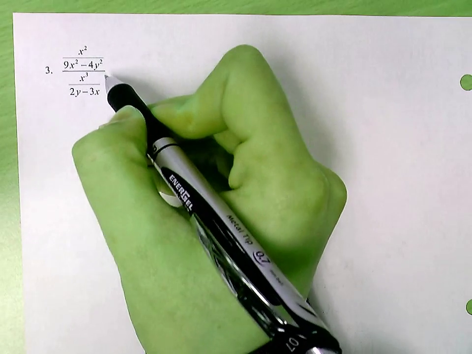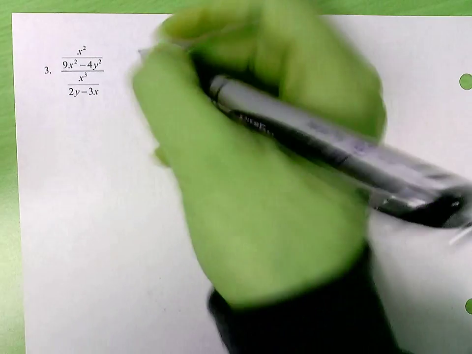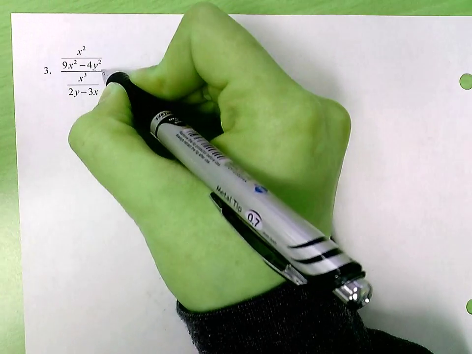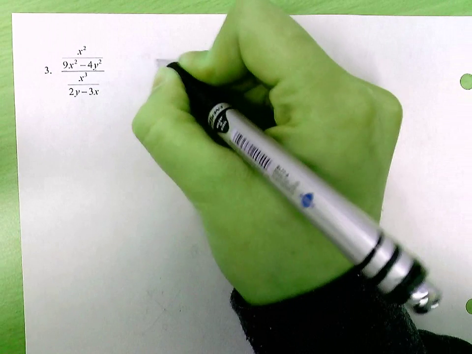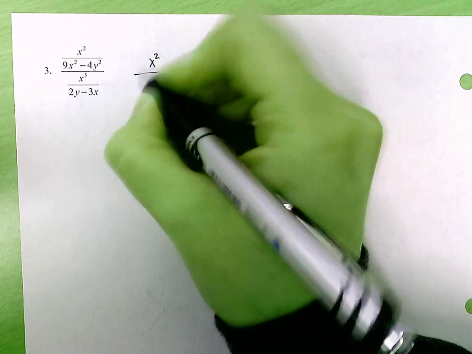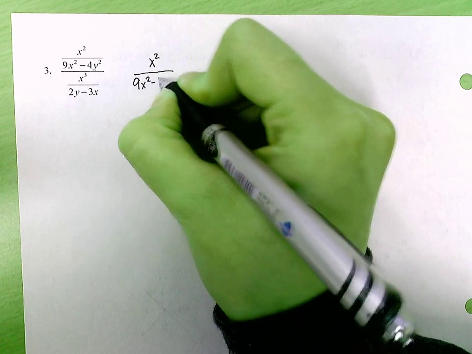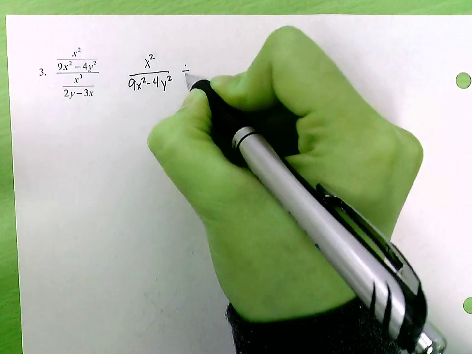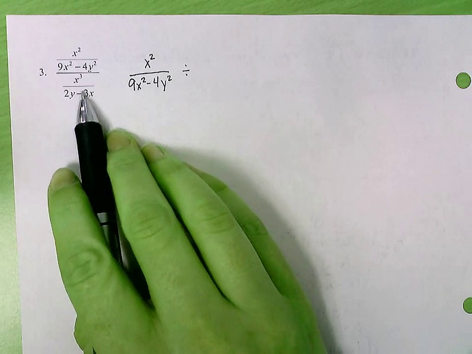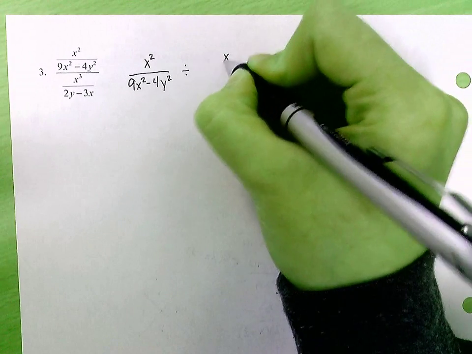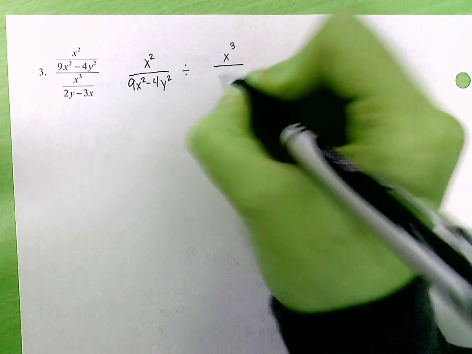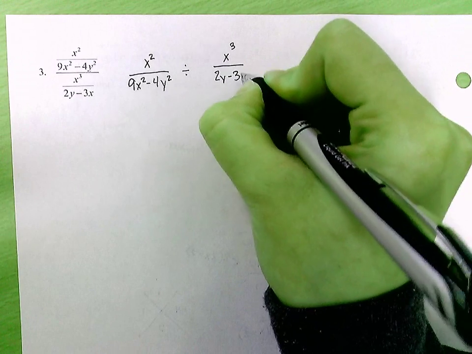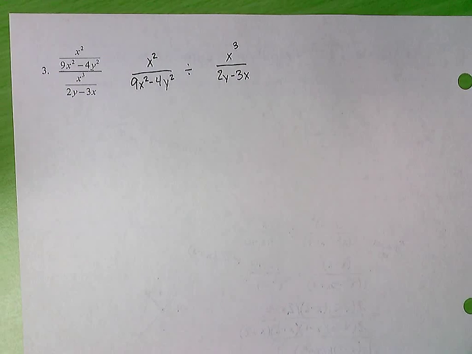So again, you have that middle fraction bar, that's your divided by. So I'm going to rewrite that numerator. So we have x squared over 9x squared minus 4y squared. Okay, so again, rewriting the numerator, we're dividing that by that denominator of x cubed over 2y minus 3x.